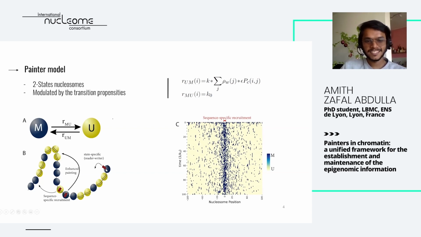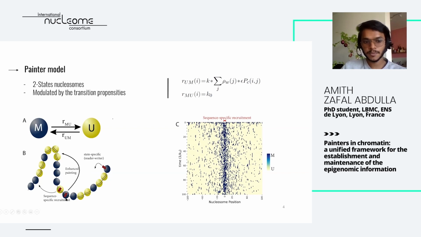So this is my DNA sequence here, with blue and yellow nucleosomes. And this is a specific site where I have sequence-specific recruitment. Here, there are enzymes bound to the DNA sequence, which are histone modifying enzymes that cause the spread of modified state M. And as you see here, these enzymes can actually be recruited by the modified state itself. The nucleosome in modified state can recruit these enzymes as well. So this is a scheme of our spreading process.